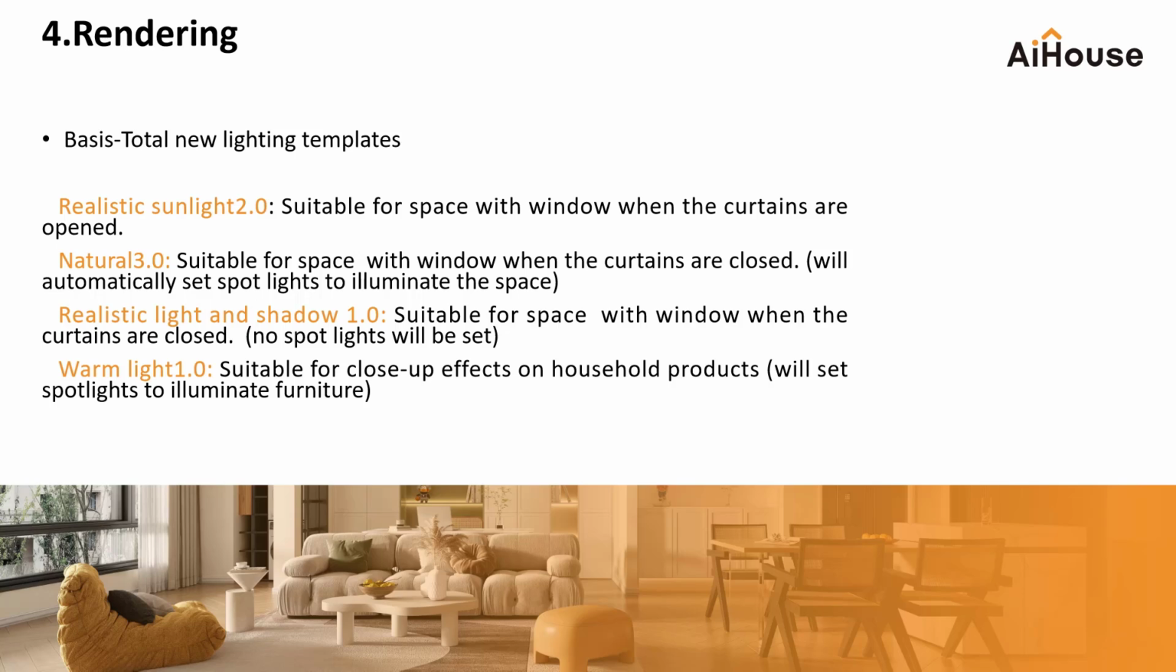Realistic sunlight 2.0 is suitable for a space with a window when the curtains are opened. Natural 3.0 is suitable for a space with a window when the curtains are closed, and it will automatically set a spotlight to illuminate the space. Realistic light and shadow 1.0 is also suitable for a space with a window when the curtains are closed. However, no spotlight will be set. For warm light 1.0, it's suitable for close-up effects on household products, and it will automatically set a spotlight to illuminate the furniture.